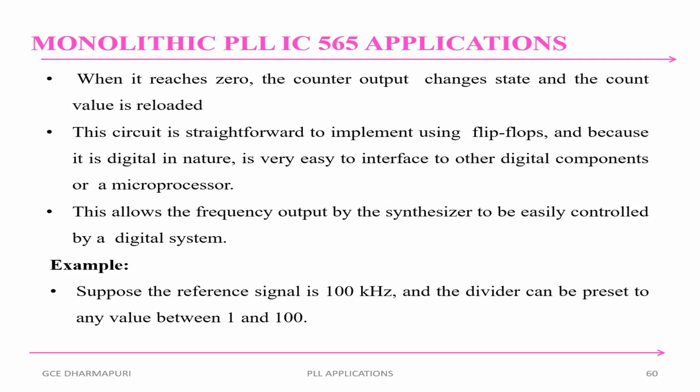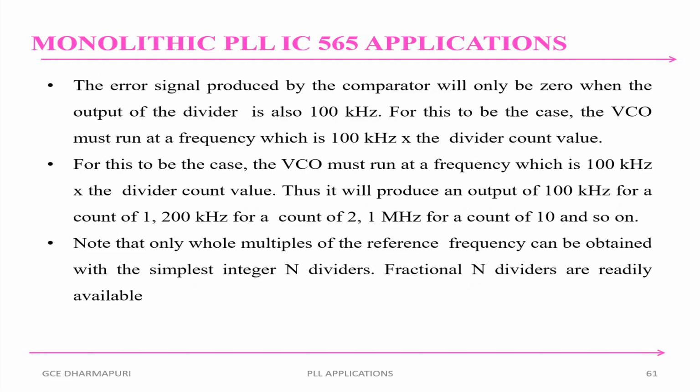Example, suppose the reference signal is 100 kHz and the divider can be preset to any value between 1 and 100. The error signal produced by the comparator will only be 0 when the output of the divider is also 100 kHz. For this to be the case, the VCO must run at a frequency which is 100 kHz times the divider count value.